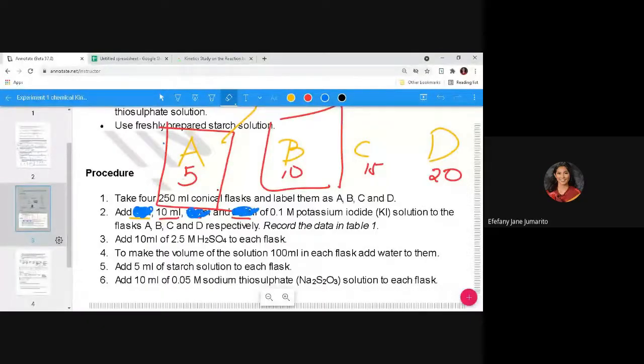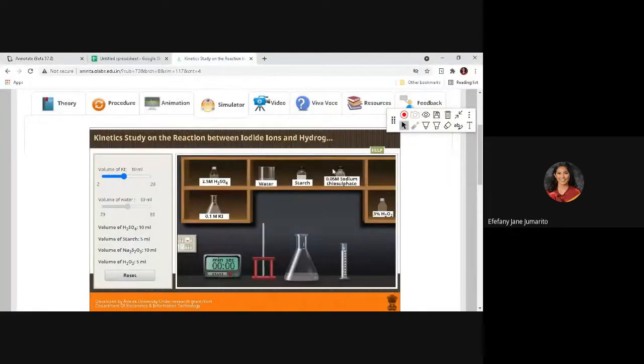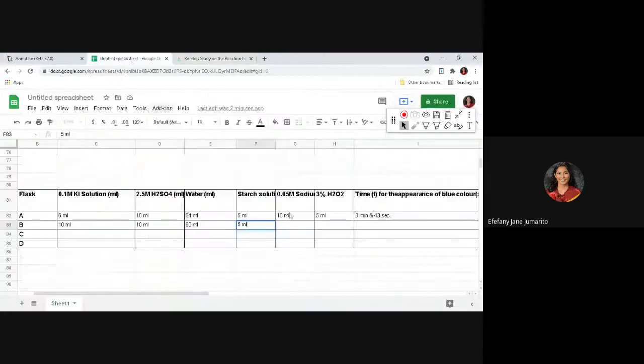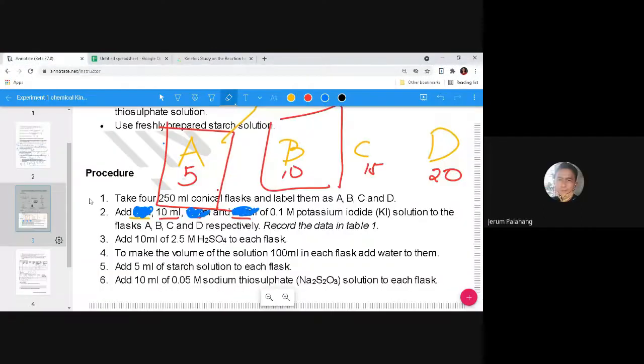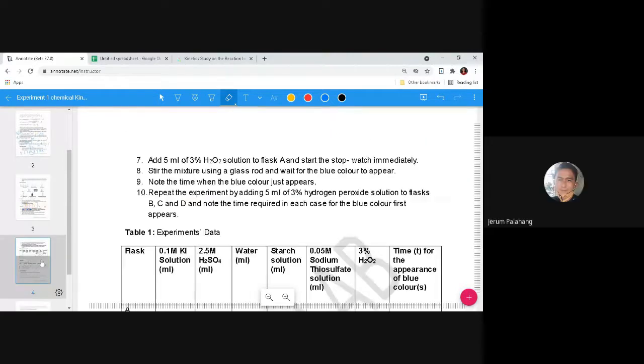Okay, so let's add 0.05 molar. Then how many ml? 10. Okay, 10. Sige. All right, now let's add that one. All right, done. Then let's write. We have 10.